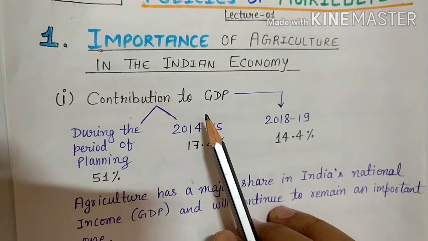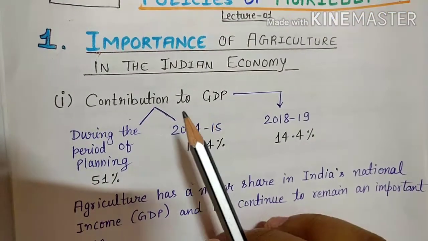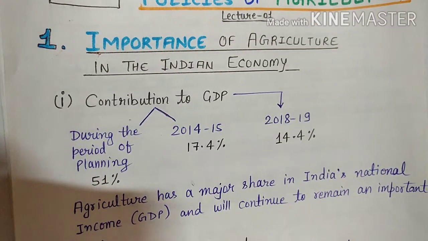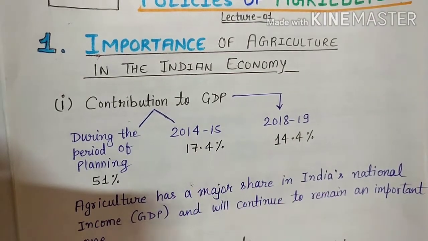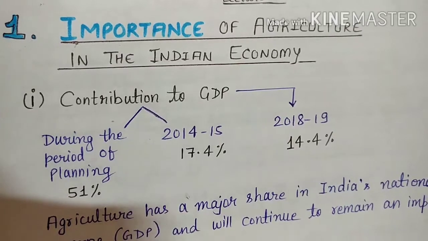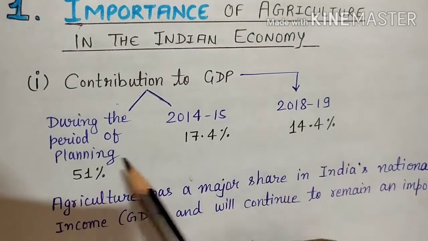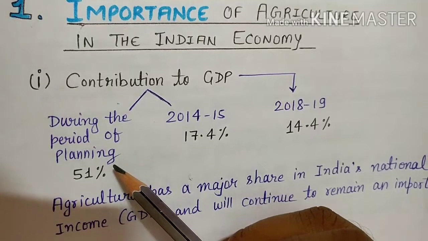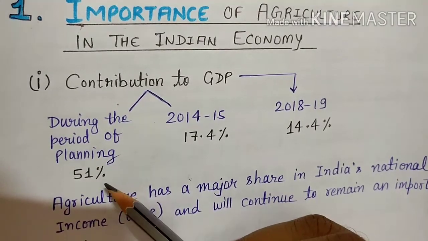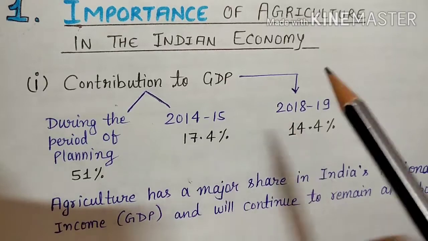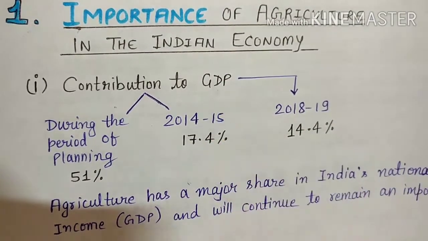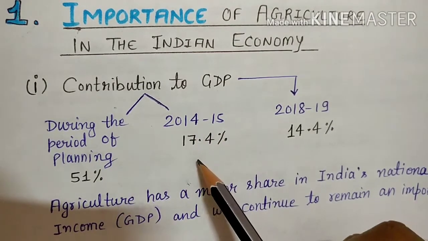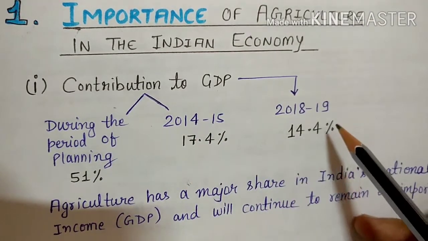As we know, India is known as an agricultural country. Agriculture is very important from the GDP point of view and from other points of view also. So the first point is contribution to GDP. Agriculture contributes a large percentage to GDP. During the period of planning, when the 5 year plans were starting, it was 51%. That means the agriculture sector contributed 51% to the GDP, that is, the national income. Then in 2014-15 it became 17.4% and in 2018-19 it became 14.4%.